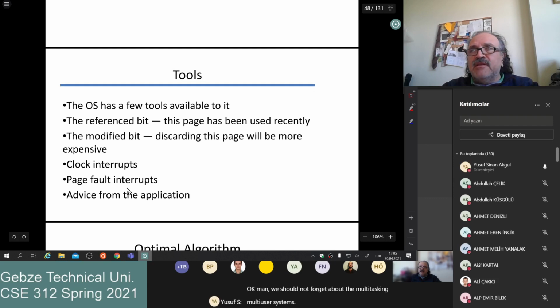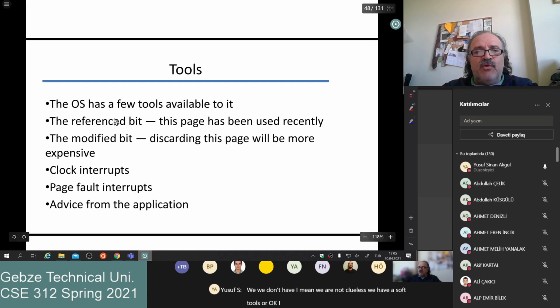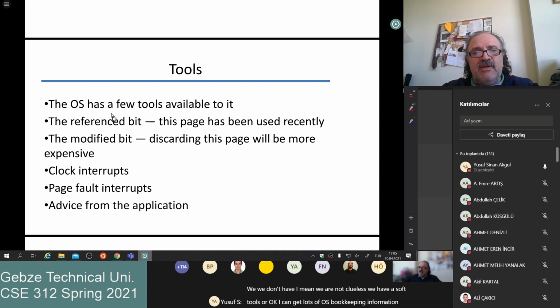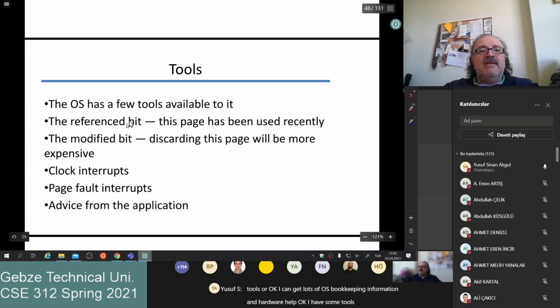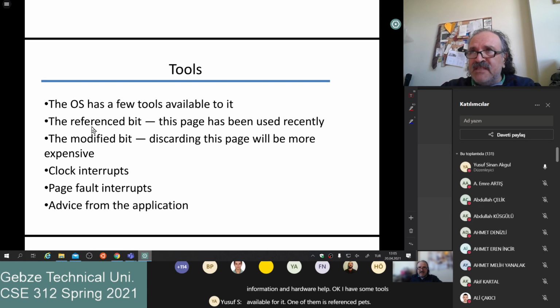As for the tools that I have to make this decision, we are not clueless. We have lots of tools. I can get lots of OS bookkeeping information and hardware help. One of them is the reference bit. Remember the reference bit in the TLB, also in my page tables?